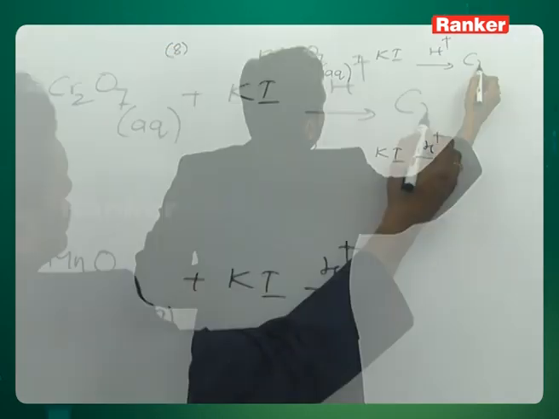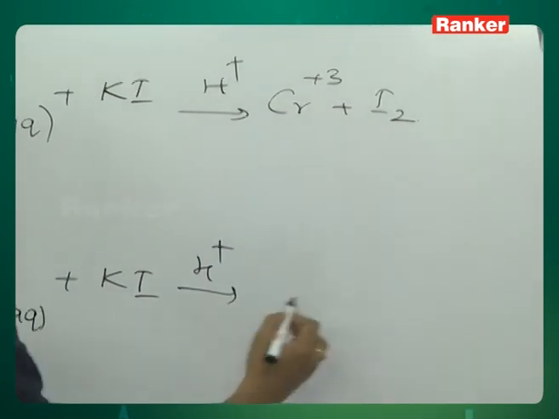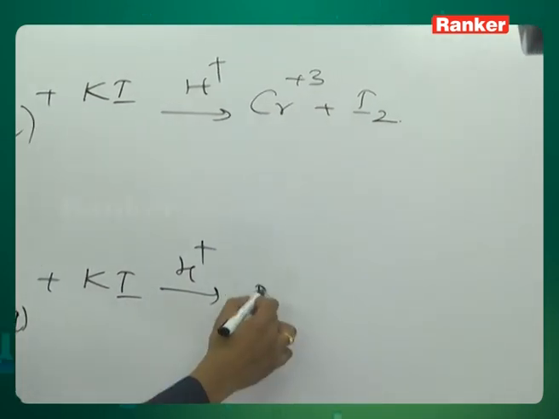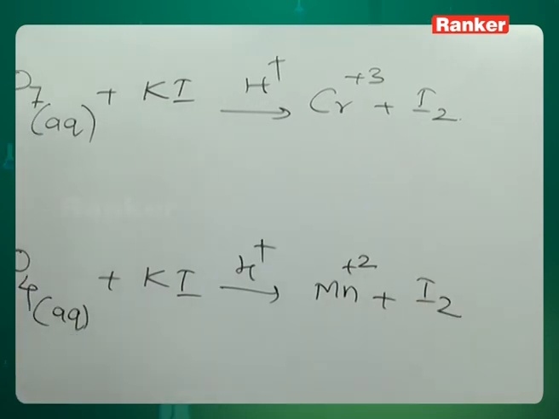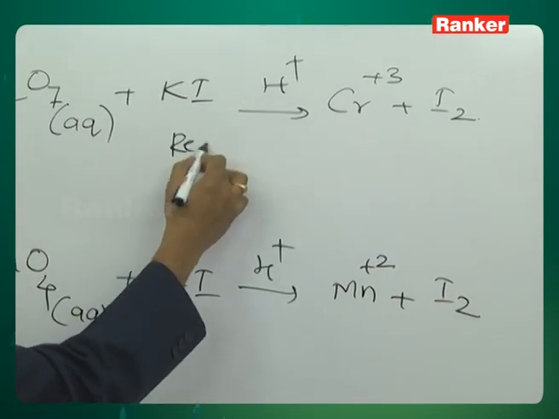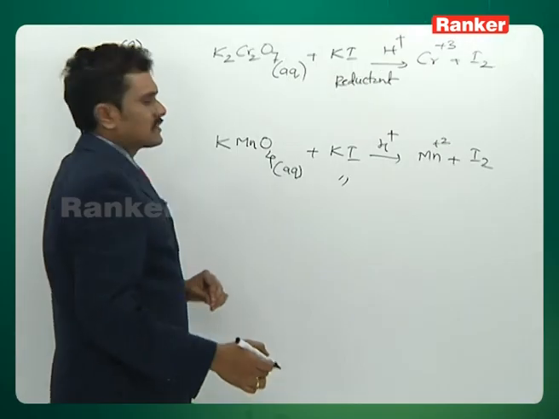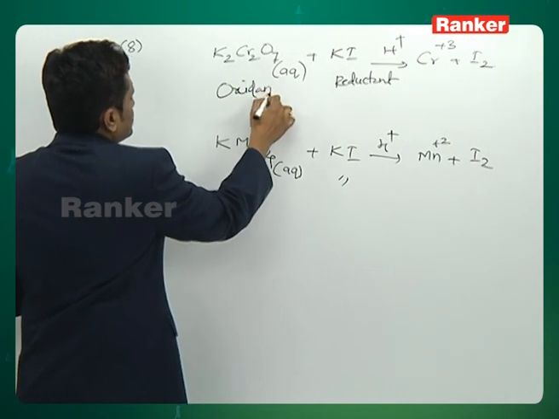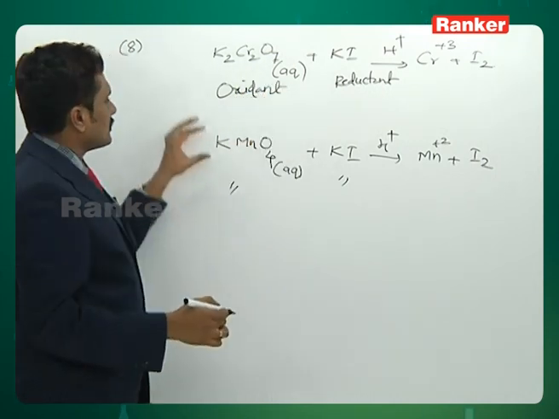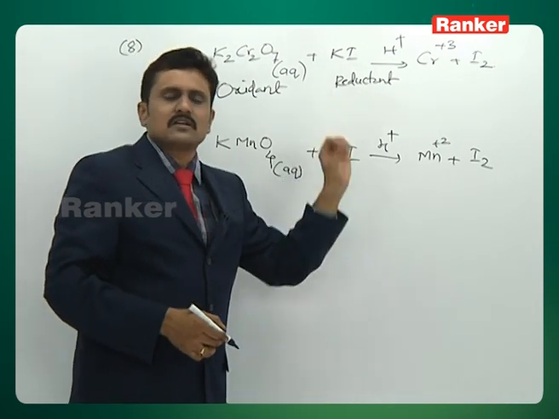You know that under acidic conditions chromium changes its oxidation state into +3 and manganese goes to +2, because they are oxidizing agents, they are going to get reduced, and the reducing agent is going to get oxidized. So this is the reducing agent here, whereas these two are the oxidizing agents. Here you can see that both oxidizing agents are collectively oxidizing potassium iodide, which is a very strong reducing agent.